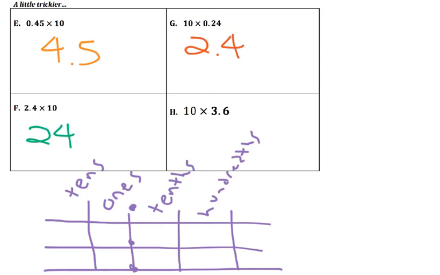And then, with this one, we have 3 and 6 tenths, multiply it by 10, the 3 goes over to the tens place and the 6 goes over to the ones place, and you end up with 36.